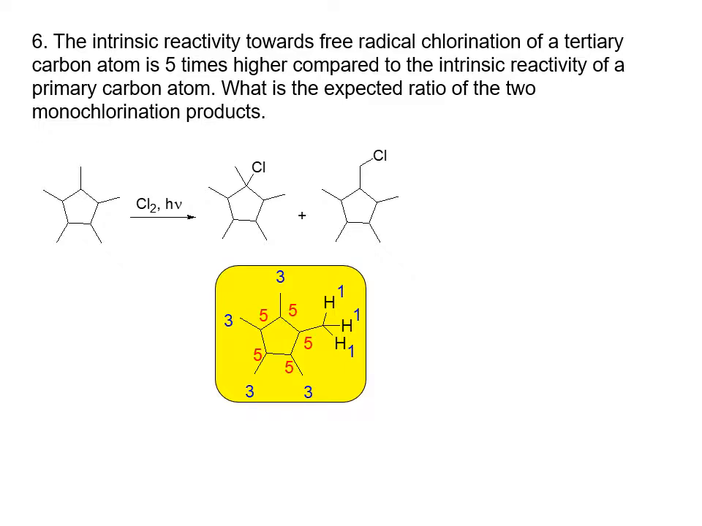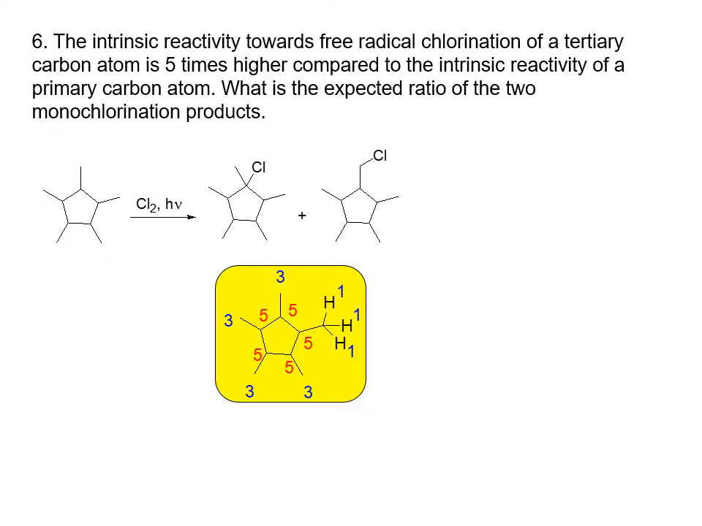Shown here in red, there are 5 hydrogen atoms attached to tertiary carbon atoms, and each one has an intrinsic reactivity of 5. It reacts at a relative rate of 5. And then, shown in blue, you can see that there are a total of 15 hydrogen atoms that are attached to primary carbon atoms. And each one reacts at a relative rate of 1.